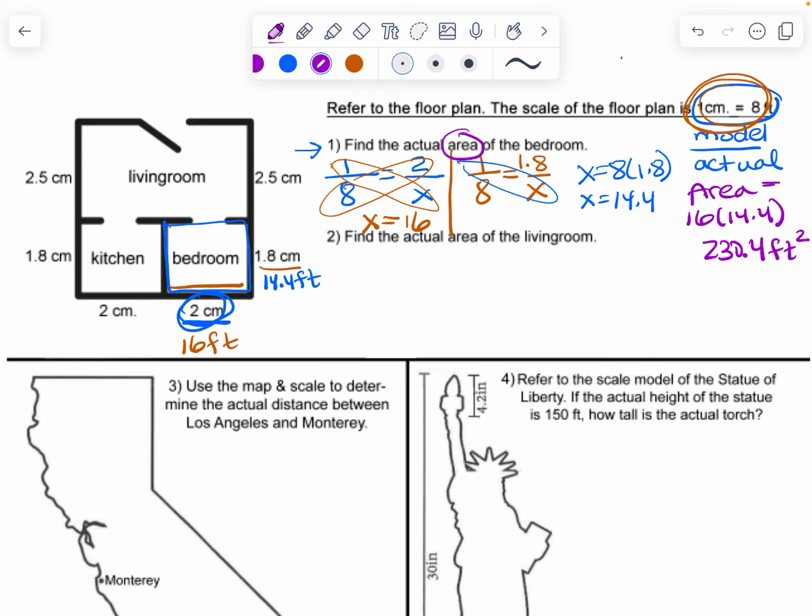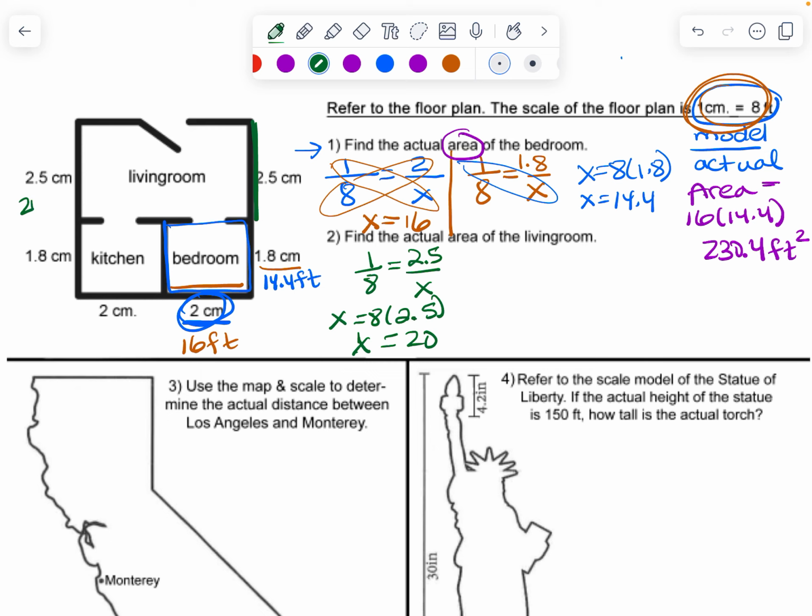All right, moving along, we're going to do the exact same thing with the living room. So let me switch colors here. Find the actual area of the living room. So let's start with this, which is 2.5. We're going to do our model over actual equals the model measurement over the actual that we don't know. So we're going to do 1 times x and 8 times 2.5. 8 times 2.5 is 20. So it's 20 feet long in real life from here to here.